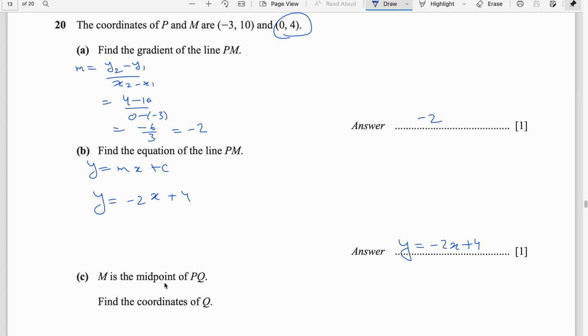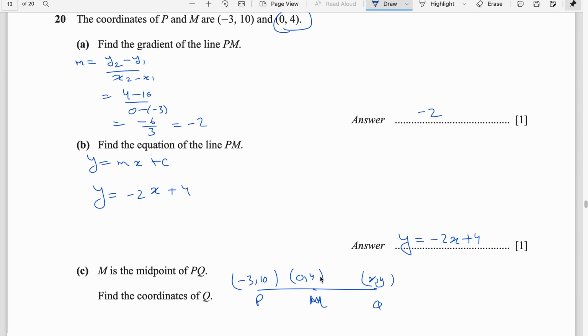M is the midpoint of PQ. Find the coordinates of Q. P, Q, M. P is given as (-3, 10). M is given as (0, 4). Q is unknown, (x, y).